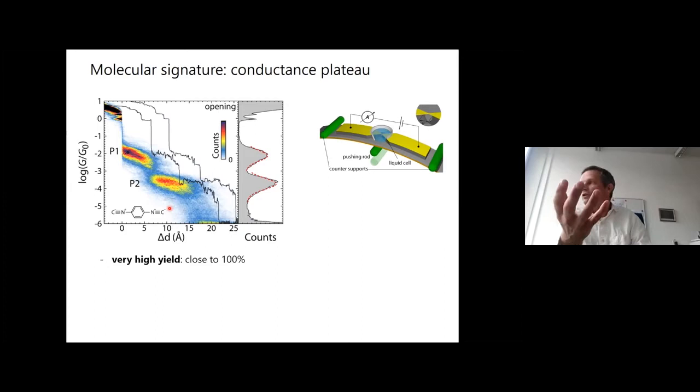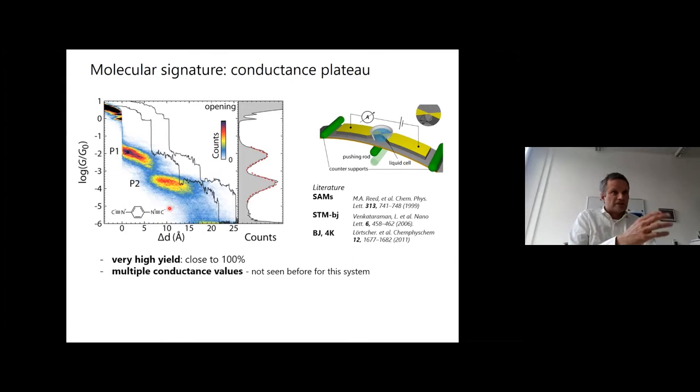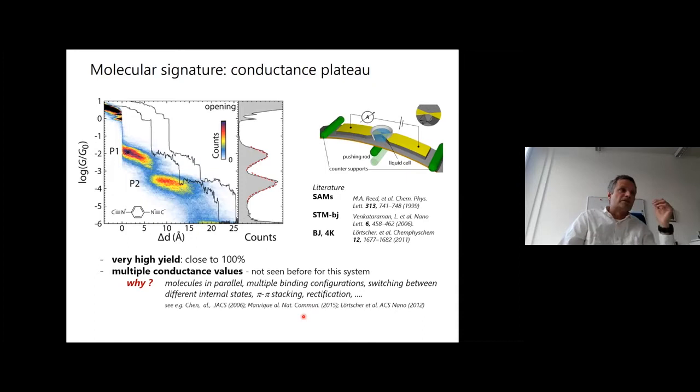The second thing that we observed is these two conductance values appearing here. For this system, so far, this had not been seen. So we were trying to make sense of that, thinking about different possibilities. Do we have molecules in parallel? Do we have multiple binding configurations taking place in that system? Do we have switching, maybe, between two different possible arrangements of the molecule within the junction that would lead to very different conductance values? You see that we have quite a difference in conductance here. Pi-pi stacking, maybe. Different rectifications could be coming in here.